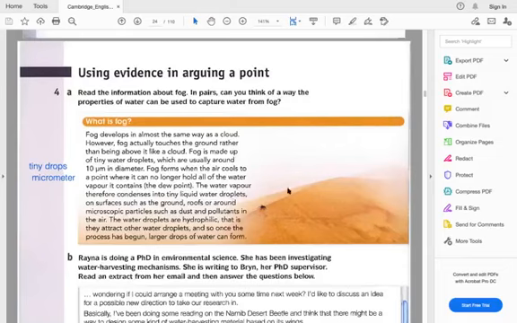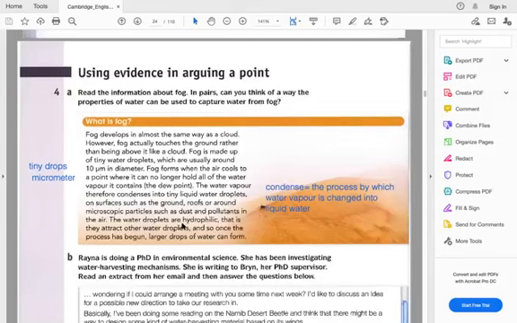What is the meaning of condense? It's the process by which water vapor is changed into liquid water. All right, into tiny liquid water droplets on surfaces such as the ground, roofs, or around microscopic particles such as dust and pollutants in the air.